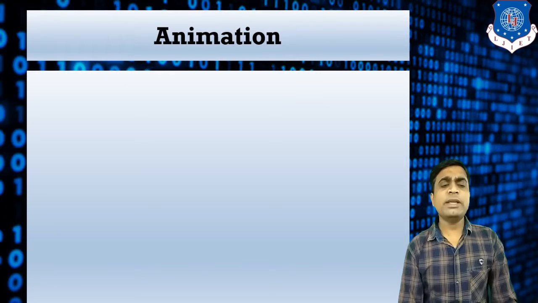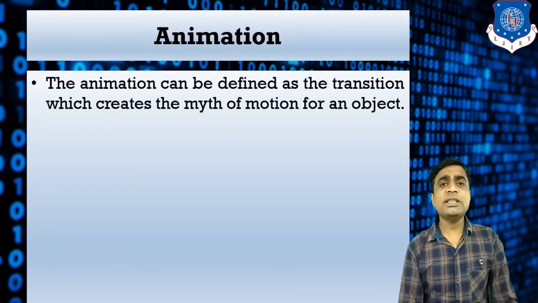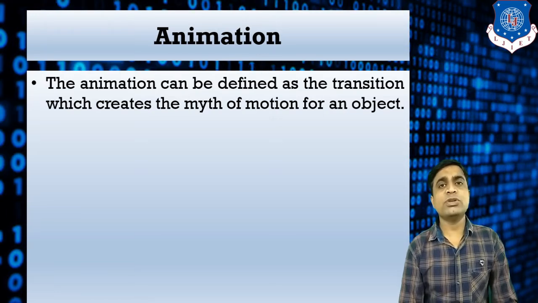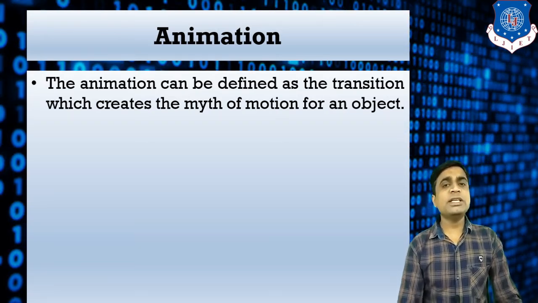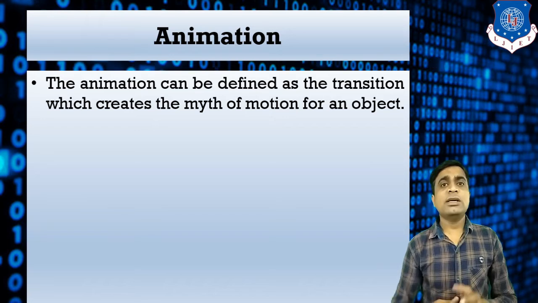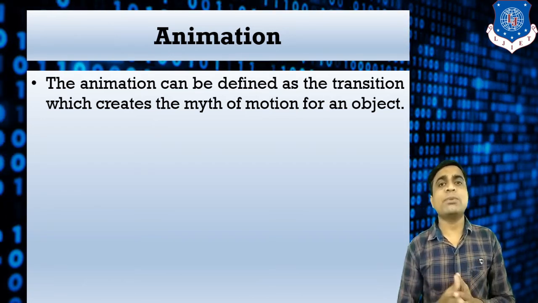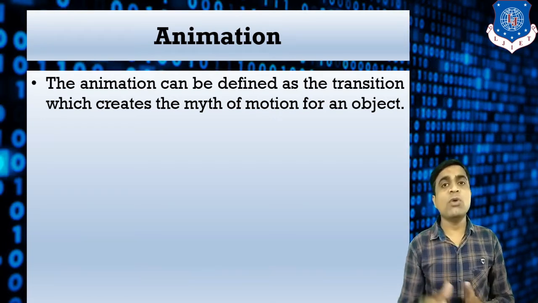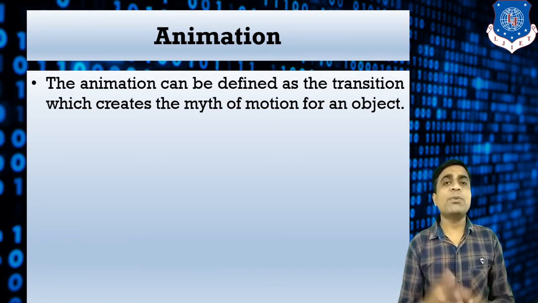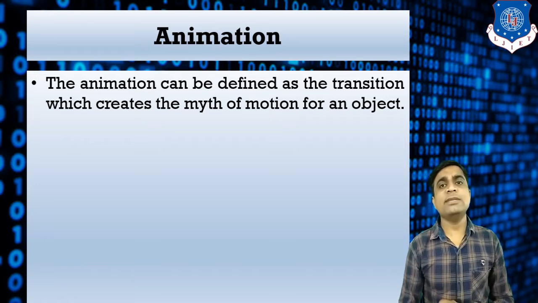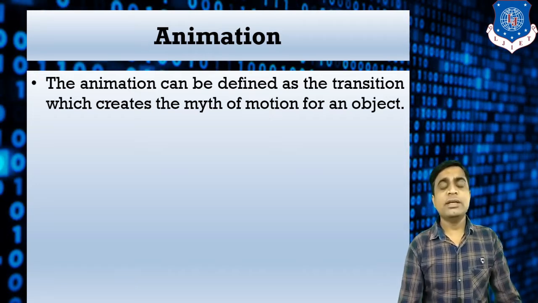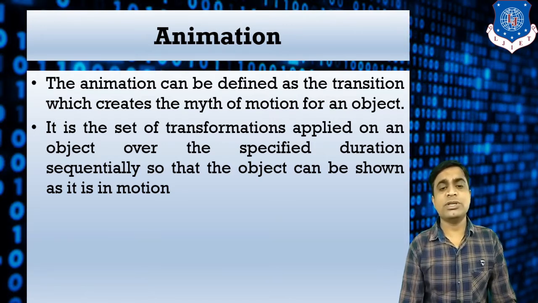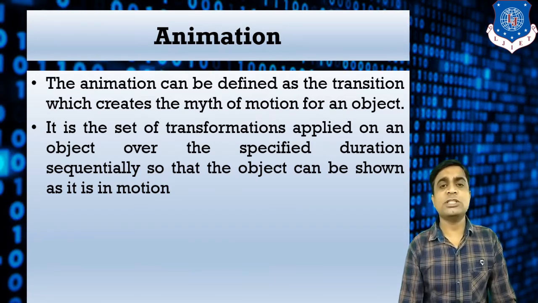So what do you mean by animation? Here the animation can be defined as a transition which creates the method of motion of an object. Using animation you can make a program like, suppose, a rotating rectangle or a bouncing ball. That type of program we can make easily using animation. Animation is just a set of transformations applied on an object over a specific duration.